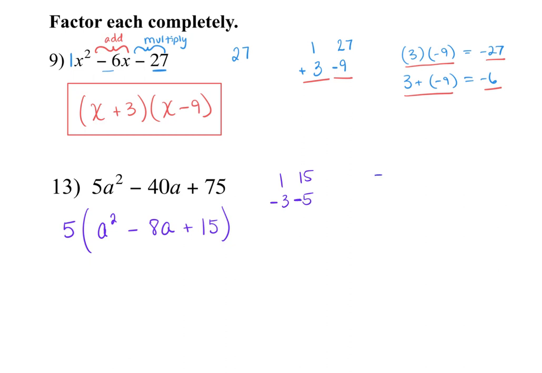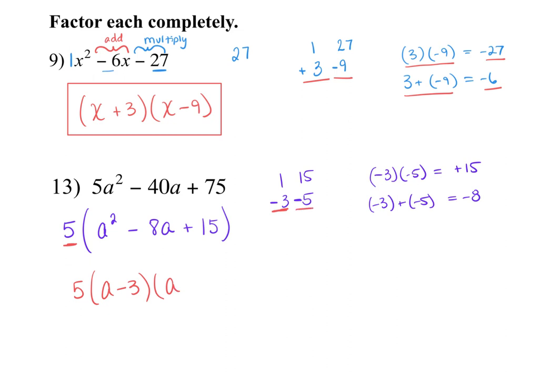Again, you can go out here and say, well, if I do negative 3 times negative 5, do I get positive 15? Yes. If I add negative 3 plus negative 5, do I get that negative 8? Yes, I do. So I know those are my correct terms, all right? And again, this is not one where you have to multiply across. You have your answer at this point. You know you have to bring this 5 down, and then you're going to have an a minus 3. That was a factor. And an a minus 5. That was my other factor. And I am done with this one.